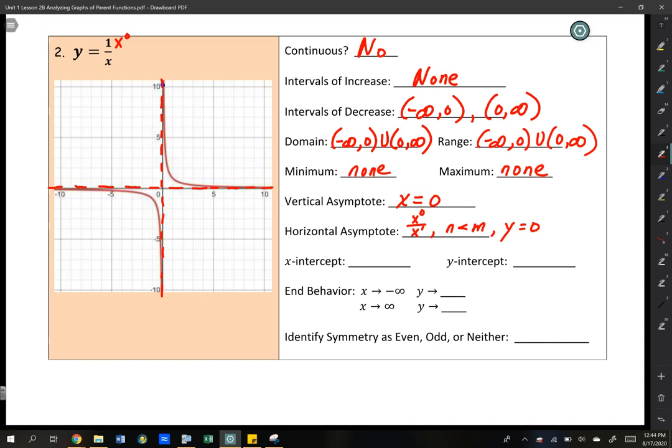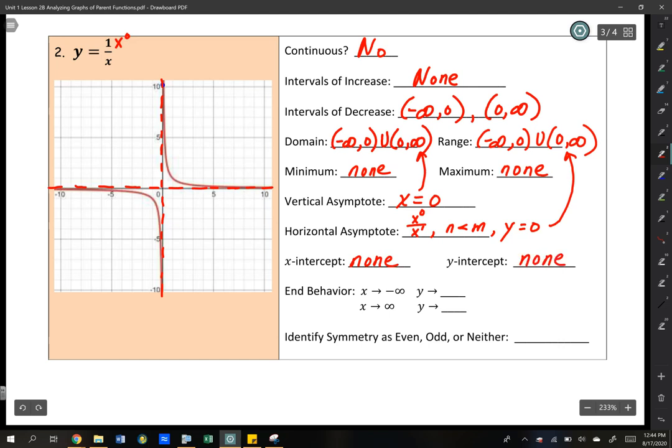All right, the horizontal asymptote will match up with what you said for the range. The vertical asymptote will match up with what you said for the domain, right? If we have a vertical asymptote at x equals 0, then our domain is not going to include 0. If we have a horizontal asymptote at y equals 0, then our range is not going to include 0. We clearly have no x-intercept or y-intercept, so that's easy. I'm not touching the x-axis or the y-axis.